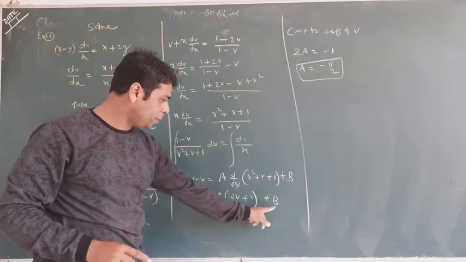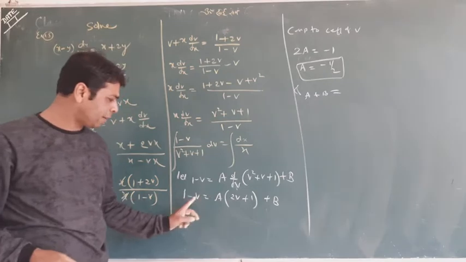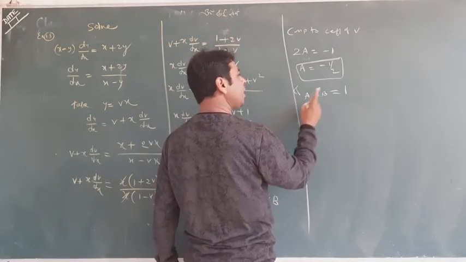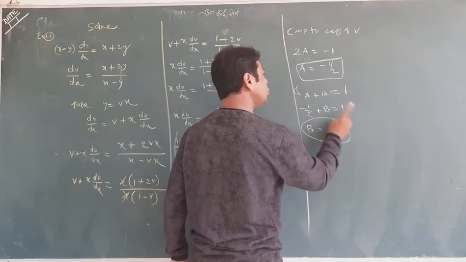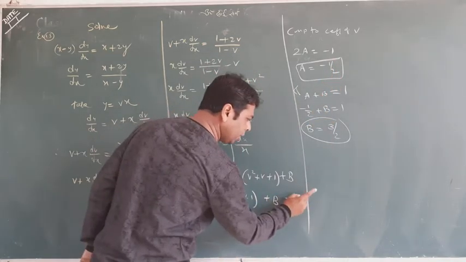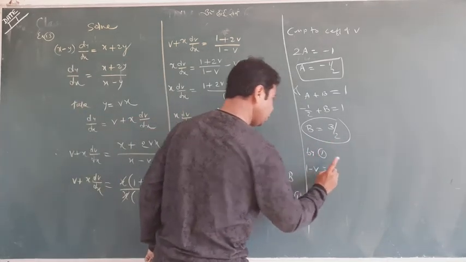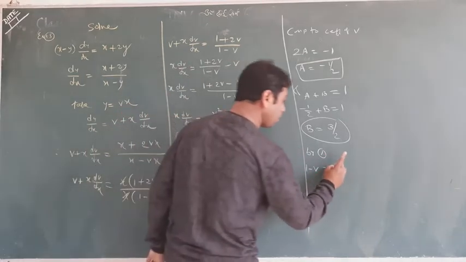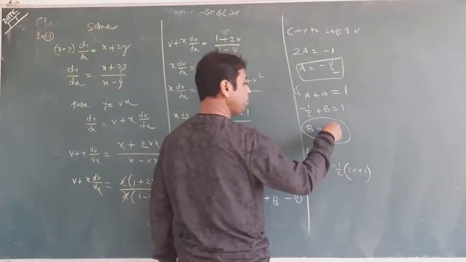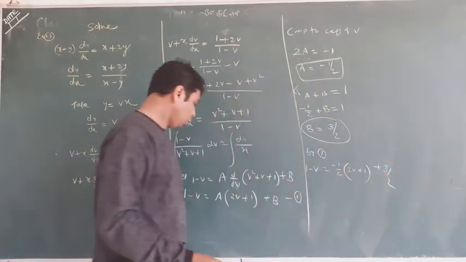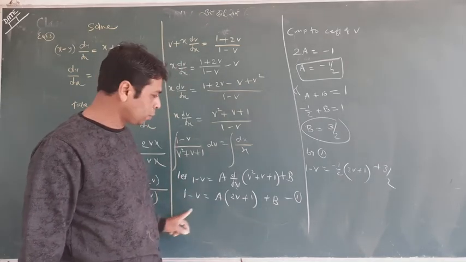And A plus B, which is the constant term on the right hand side, the left hand side is 1. Put A equal to minus half here. So B equal to 3 by 2 has come. So we have got both the values, we will put them here in 1. This is 1 minus v is equal to A which was minus half, and this is 2v plus 1, and students, B was 3 by 2. So students, you have got A and B, put the values here, and you have the proper substitution of 1 minus v equal to this.